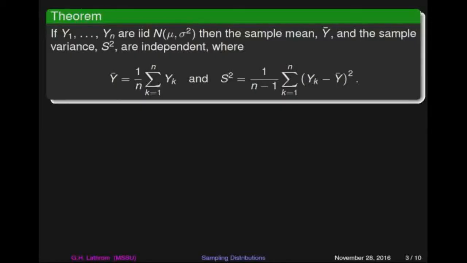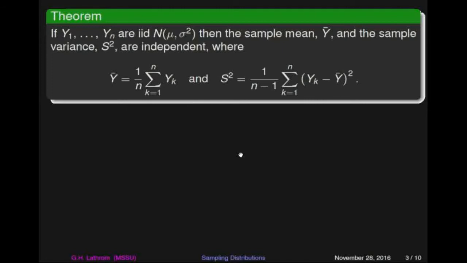So let's begin our discussion of the student T distribution by recalling some theorems that we proved a few videos ago, but now we're actually going to put to some work. The first one: suppose we have an independent, identically distributed random sample, y1 up to y sub n, normally distributed with a mean of mu and variance sigma squared. Then the important fact that we need is that the sample mean y bar and the sample variance s squared are going to be independent.